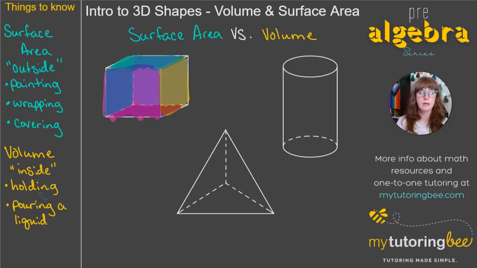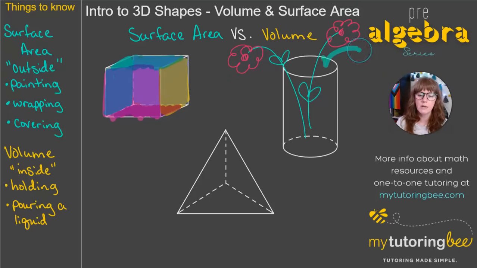Now, when we're talking about volume, we are talking about inside a container. So how much can a container hold, let's say of liquid, if we're pouring a liquid in? So let's pretend that we have this cylinder here and we want to use it as a vase for some flowers. So we've got our flowers in here and we need to fill it with water to keep those flowers alive. So we're going to pour the water into the vase. When we are measuring volume, we're measuring how much capacity is inside this cylinder. How much water can it hold?